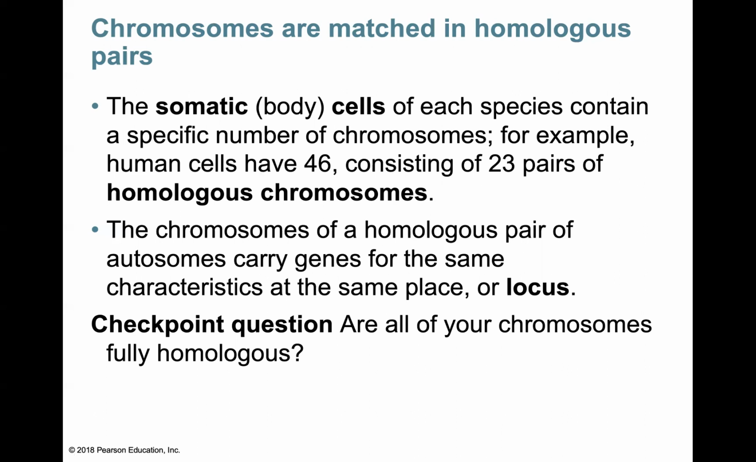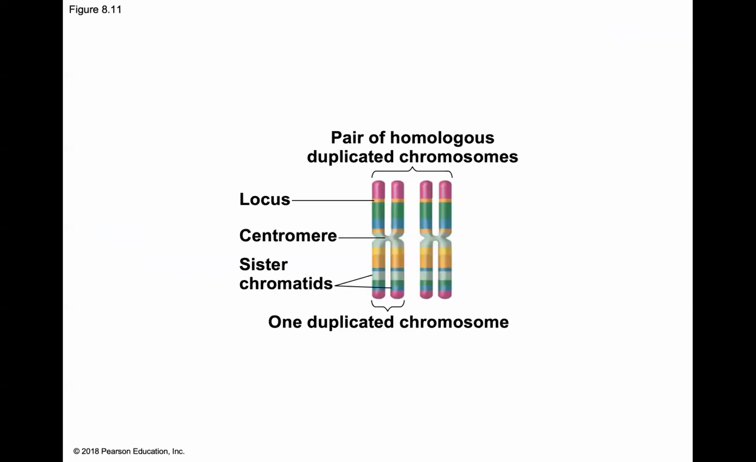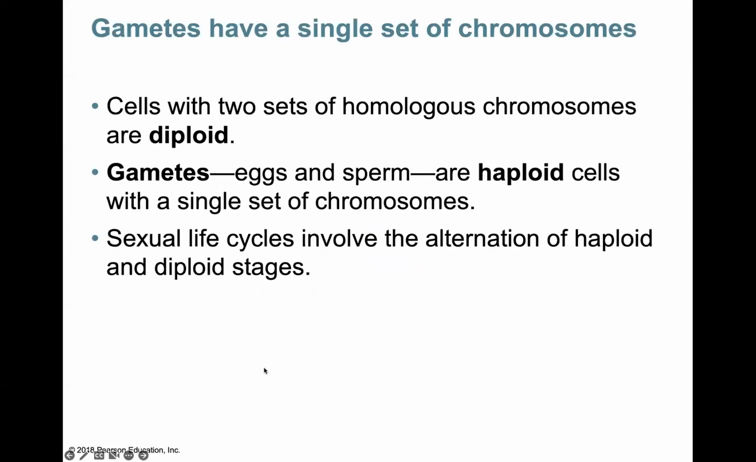Our illustration here shows you a pair of homologous chromosomes, which again are going to have the same information. These are sister chromatids held together by this centromere. And a particular place in a chromosome where we can find a gene is referred to as the locus. Gametes have a single set of chromosomes, and these are the types of cells that are generated during meiosis.